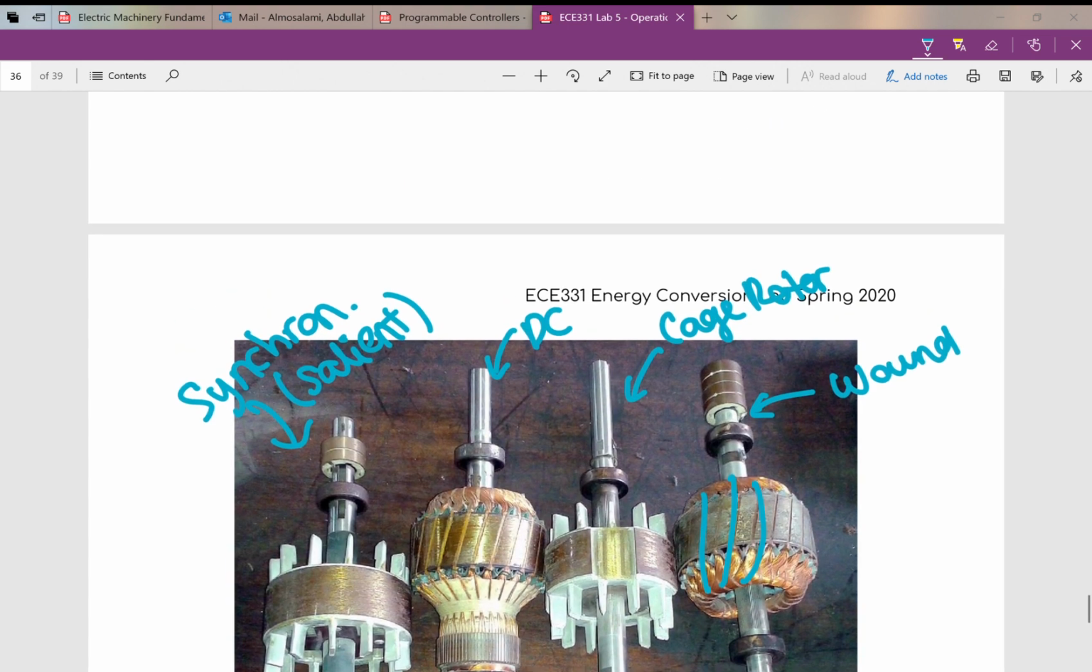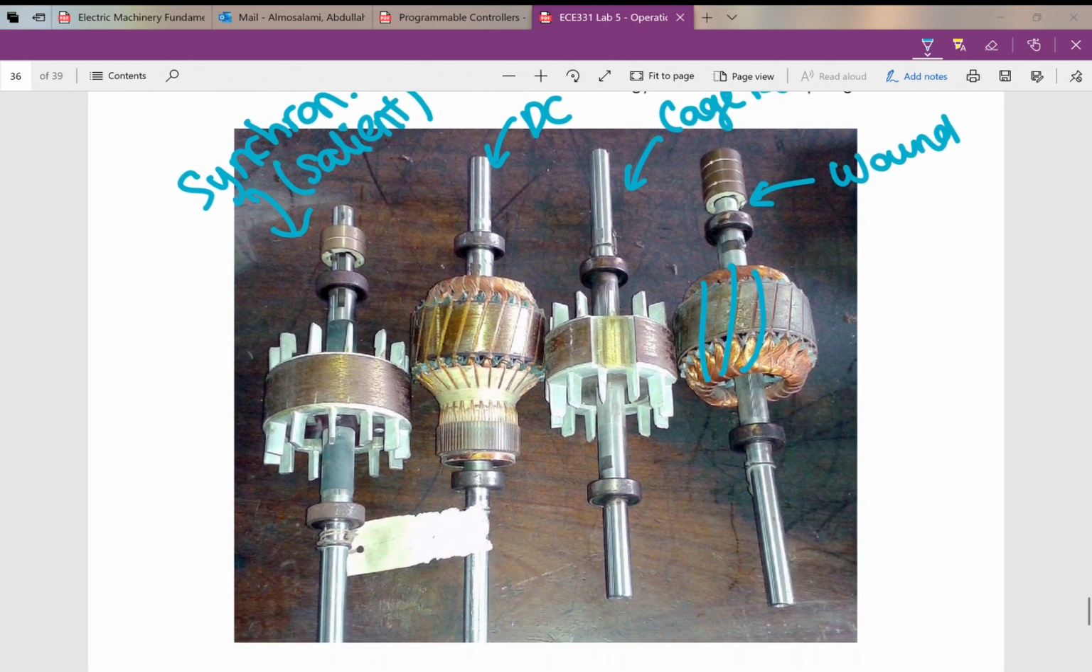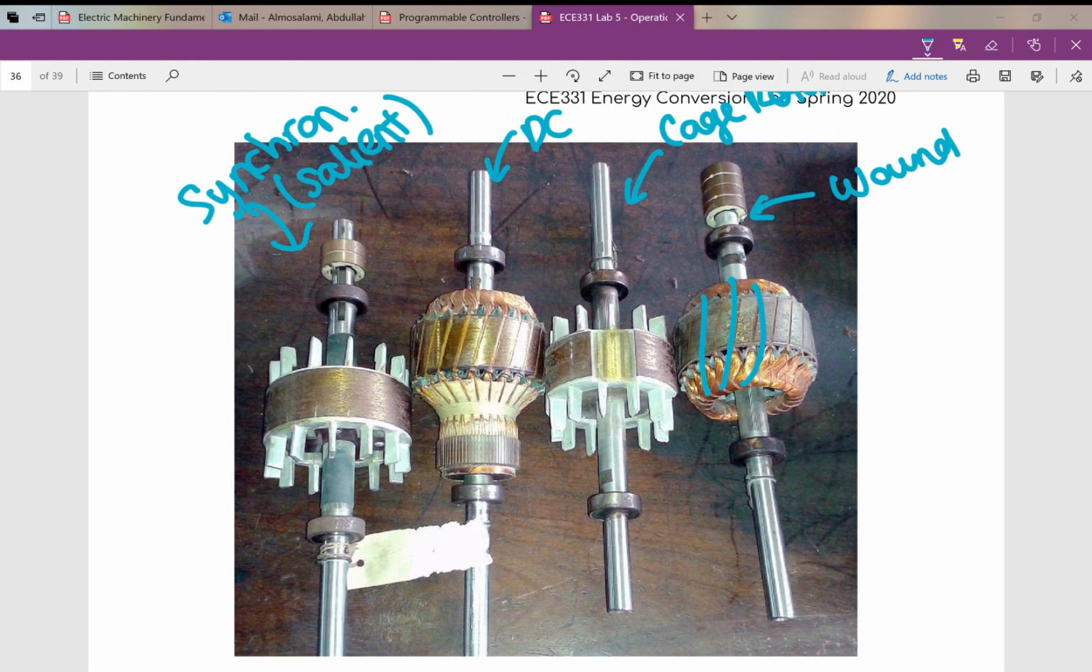And also in the problem statement, I did say the DC rotor looks a lot like the core section of a wound induction rotor. If you concluded that this was a DC rotor, the other core that looks a lot like it is this one over here, so this has to be the wound induction rotor. There are several ways that you can conclude that this is a wound induction rotor.